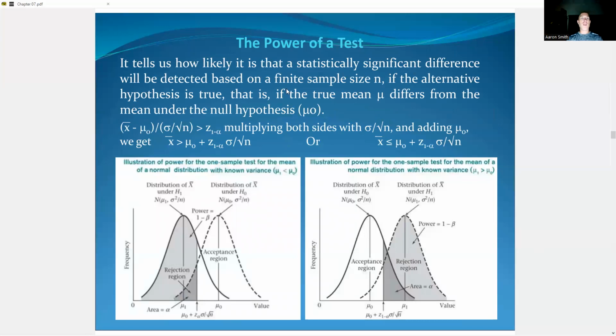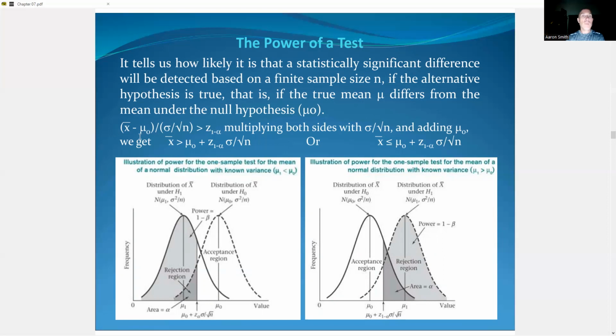Now, the power of a test. The power of a test tells us how likely it is that a significant difference will be detected based on a finite sample size n if the alternative hypothesis is true. That is, if the true mean mu differs from the mean underlying the null hypothesis.